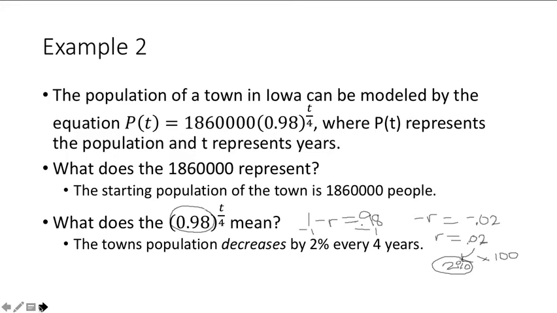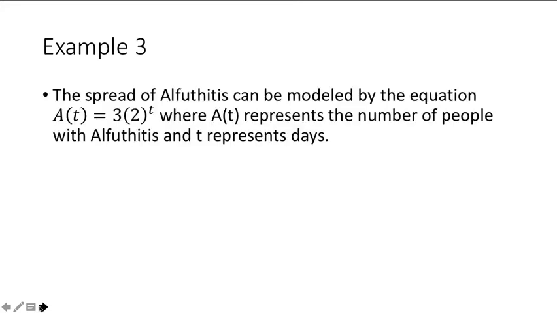Let's look at one more example. The spread of alpha-thyroiditis, which is a really rare disease that you can get. It's also known as the inflammation of the alpha-thyroid. The spread of this alpha-thyroiditis can be modeled by the equation A of t equals 3 times 2 to the t power, where A of t represents the number of people with alpha-thyroiditis, and t represents days.